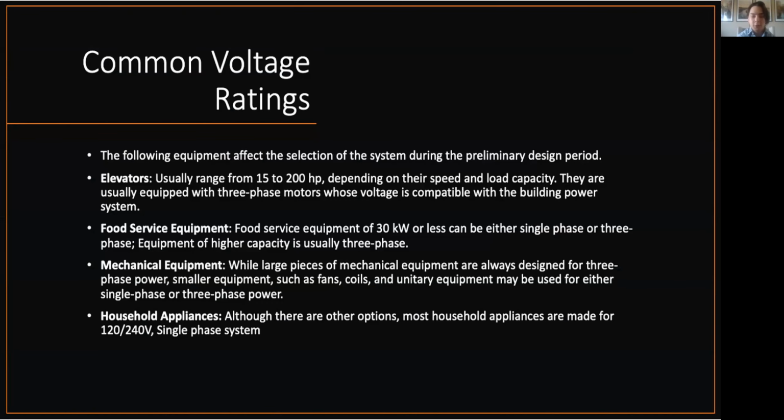Still on common voltage ratings. In these buildings, the following equipment is going to affect the selection of the system during the preliminary design period: elevators, food service equipment, mechanical equipment, and also your household appliances.